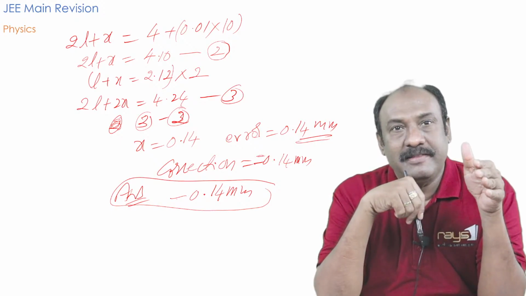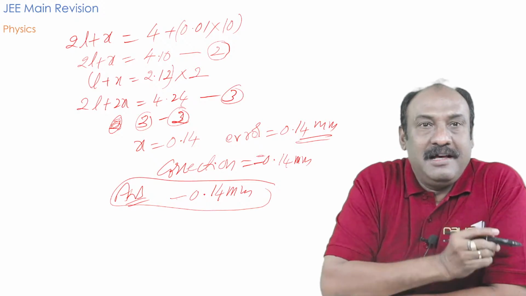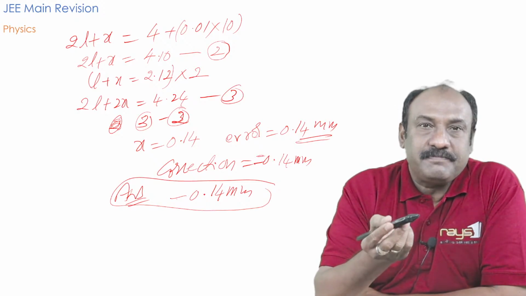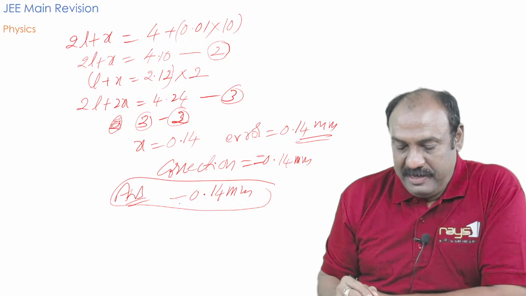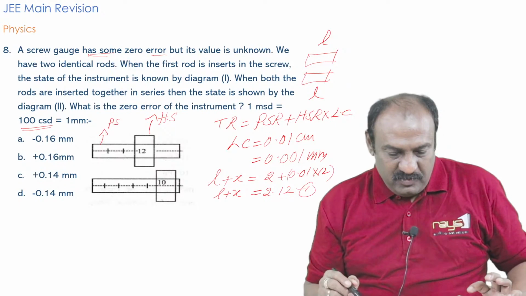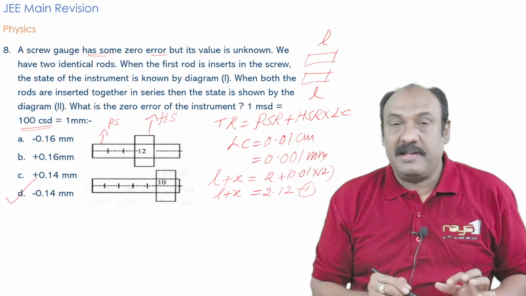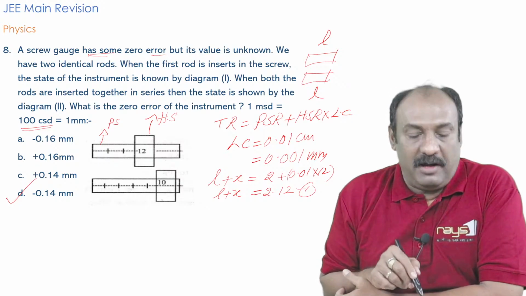So due to that the error is negative. When we are adding something, error is added to the observed value, then indirectly the actual error is called negative. So error is minus 0.14 millimeter is the answer. So answer D is the answer for question number 8. Minus 0.14 millimeter is the answer.